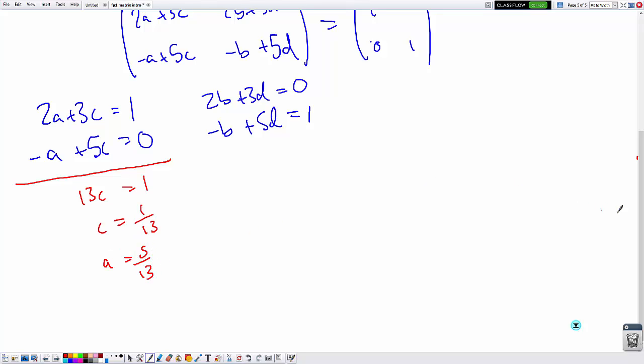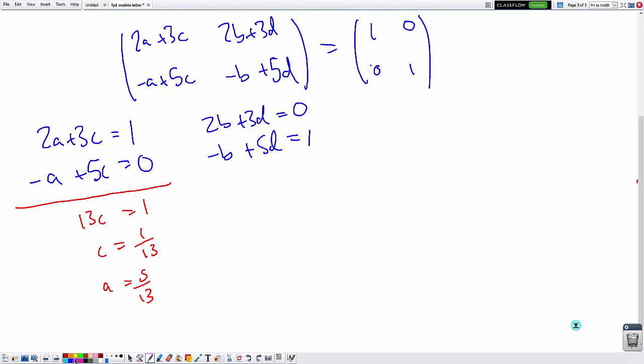All right, so we've got a, we've got c. Let's work out b and d now. We'll do this in black. We haven't used black today. So I'm going to do the same process actually. I'm going to do this plus 2 lots of this. I'm going to eliminate the b. So multiply this whole thing by 2. So it's going to be 2b plus minus 2b, so that's 0. 3 plus 10d, which is 13d. And 0 plus 2 lots of this, so this time it's equal to 2. It's not equal to 1. So that gives me d is equal to 2 over 13.